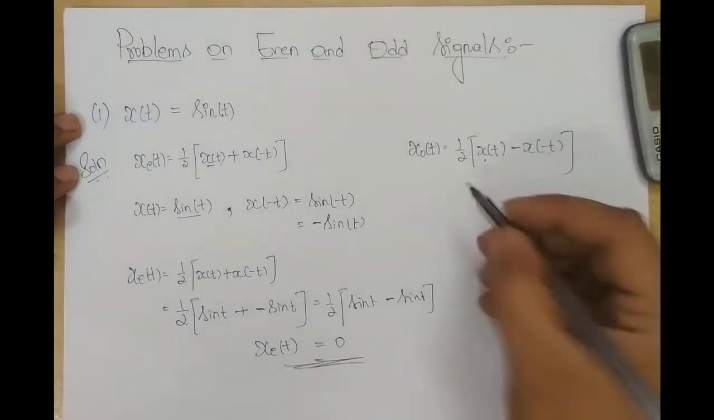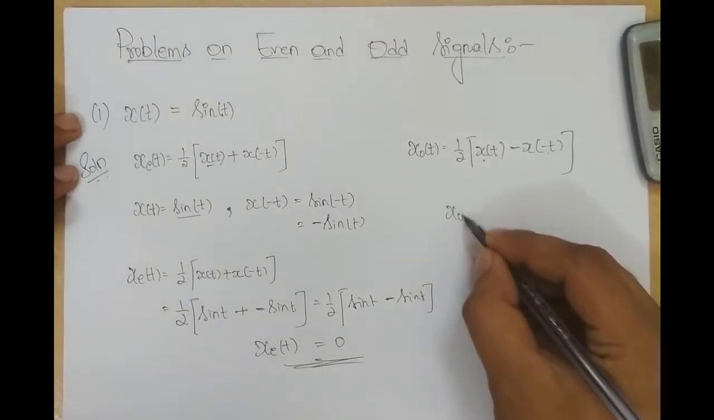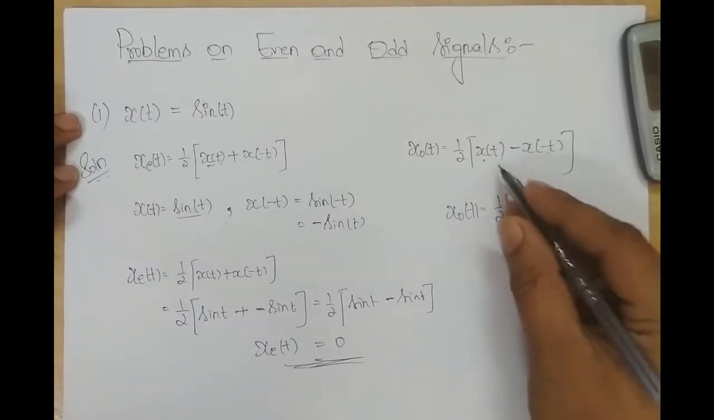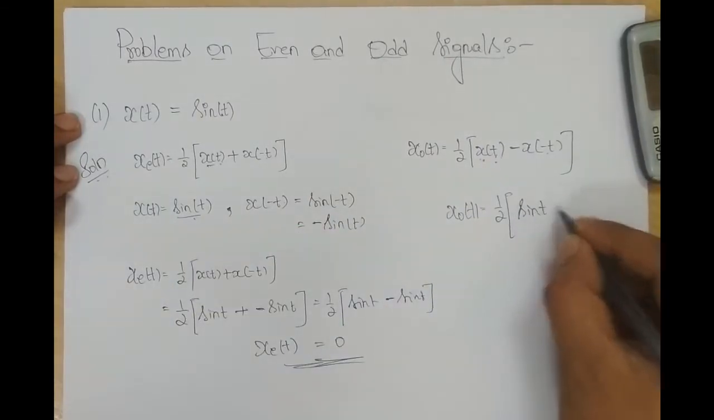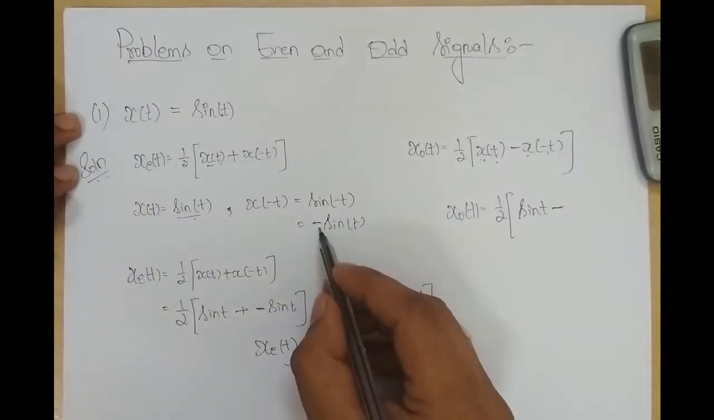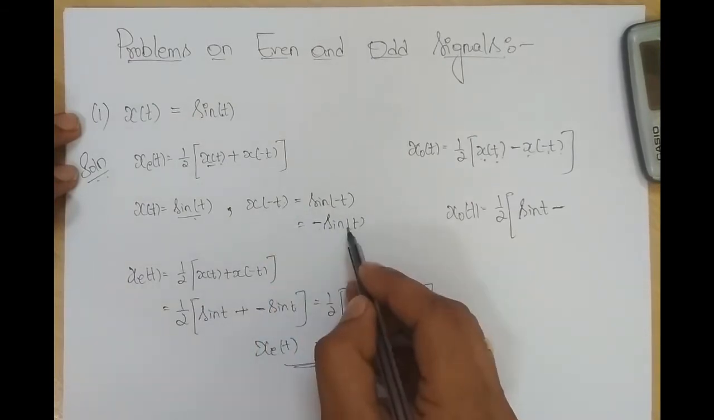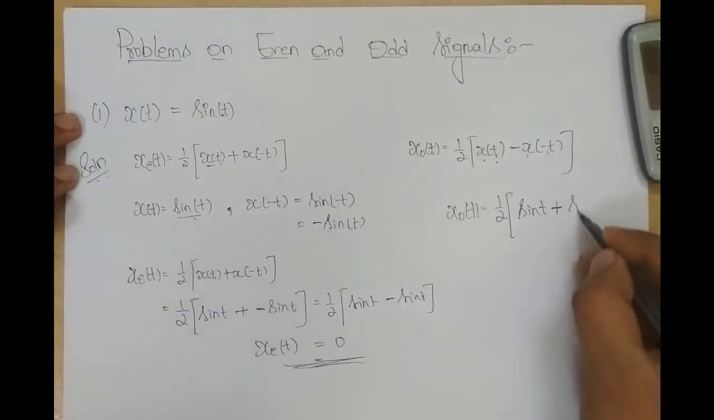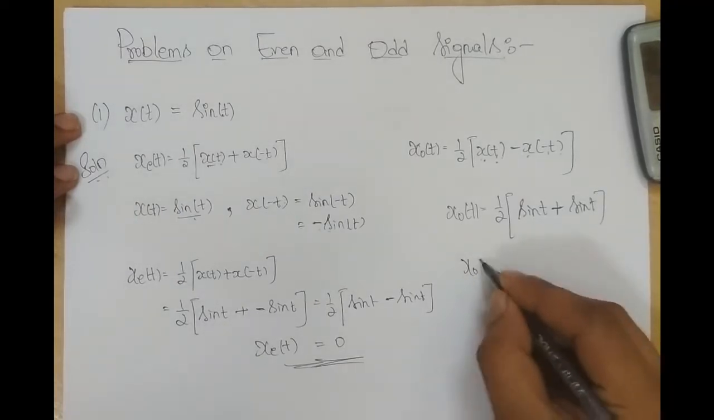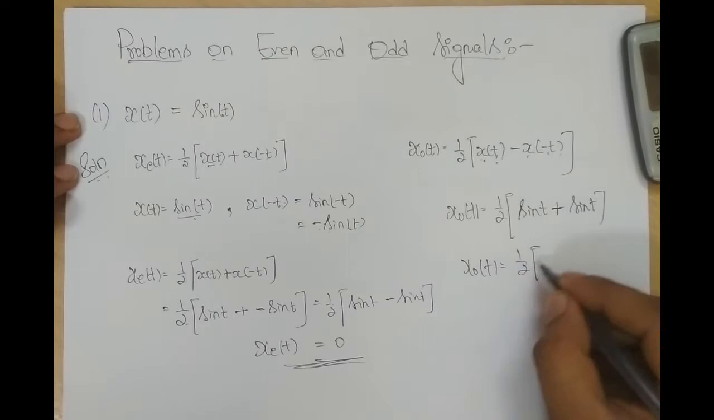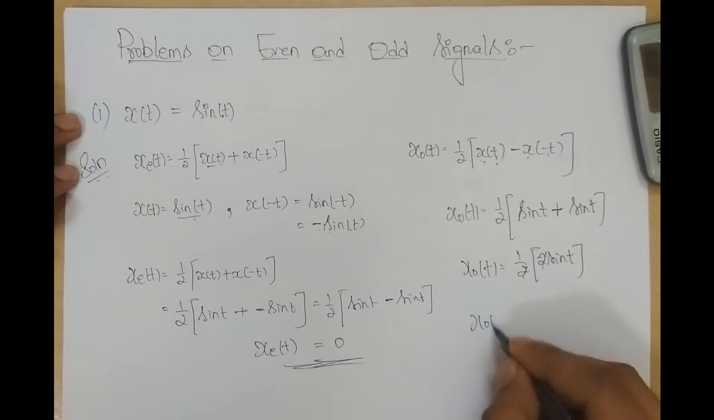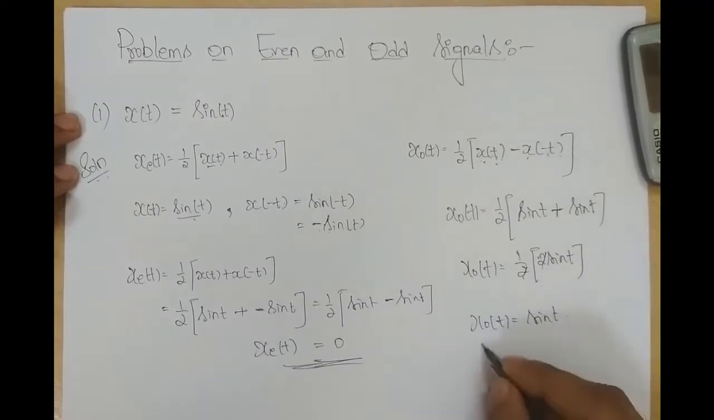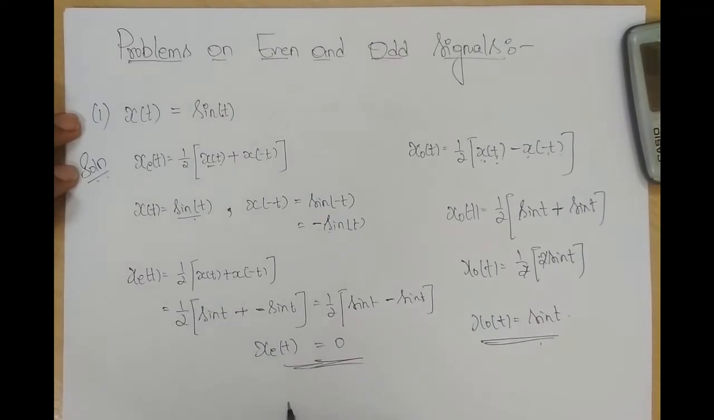So what is the odd component? We will try to find the odd component. x o of t is equal to 1 by 2 times, x of t is sin t, minus x of minus t. x of minus t is minus sin t. So minus into minus is plus sin t. So x o of t is 1 by 2 into 2 times sin t. So 2 cancels out. Therefore odd component is sin t itself, the signal itself. So even component is 0, but odd component is sin t itself.